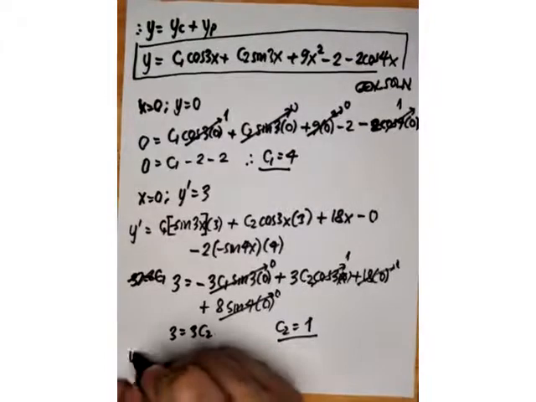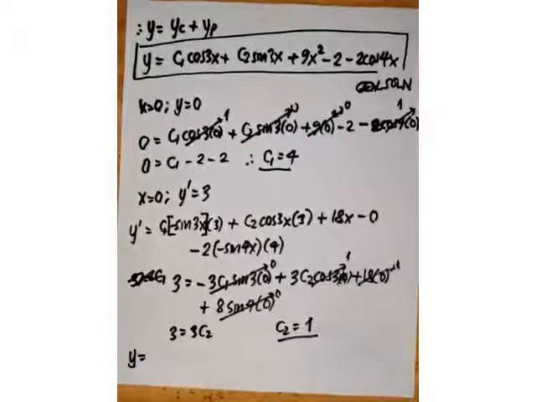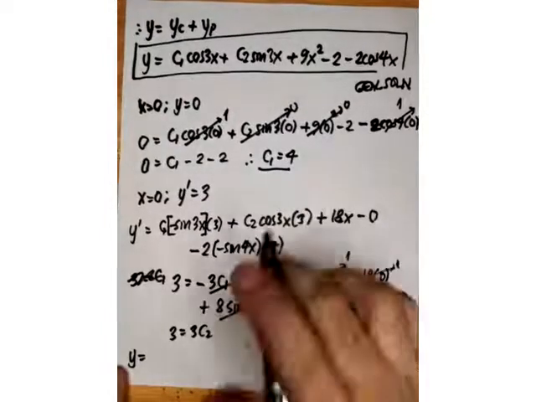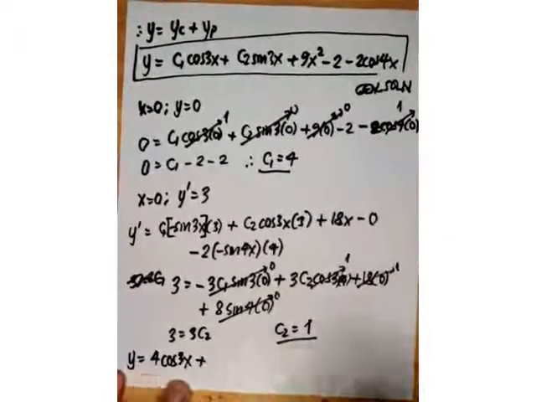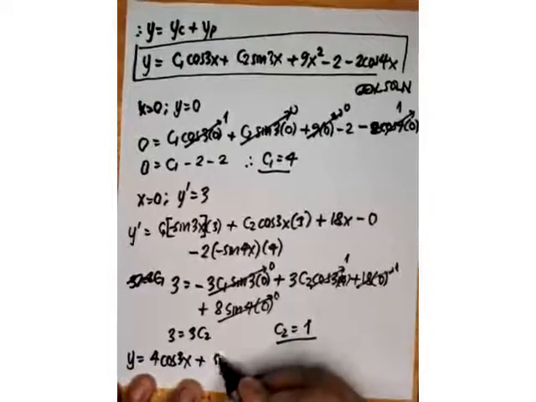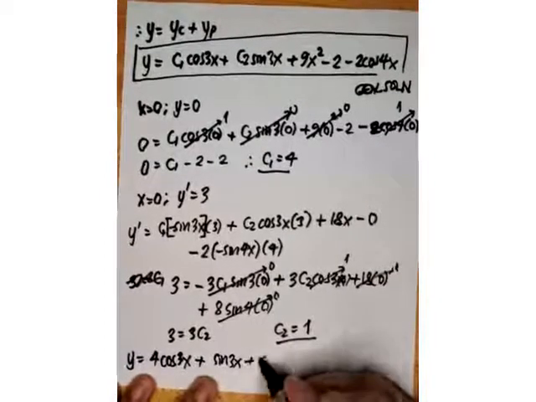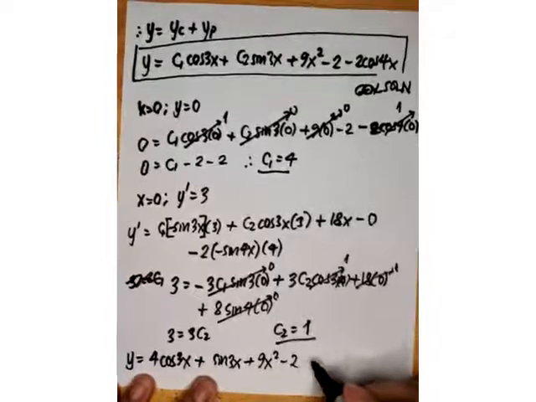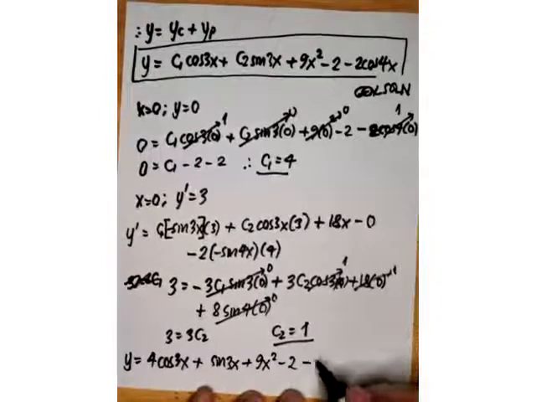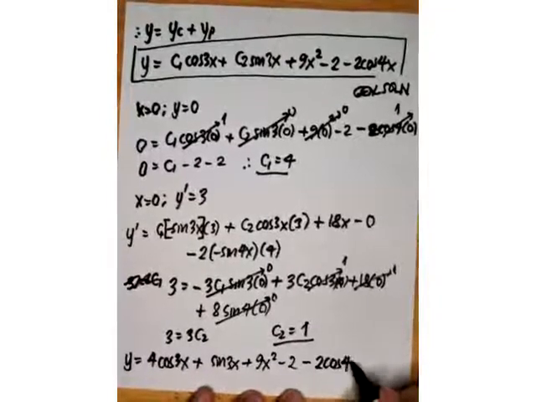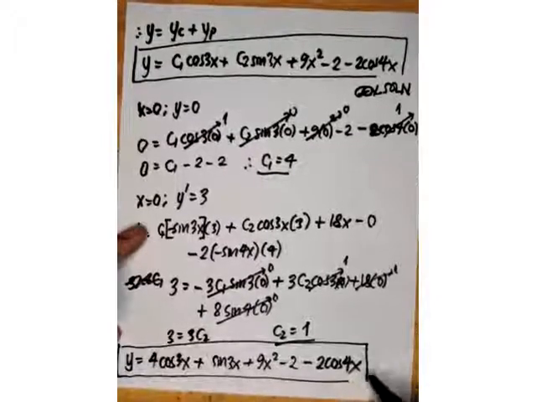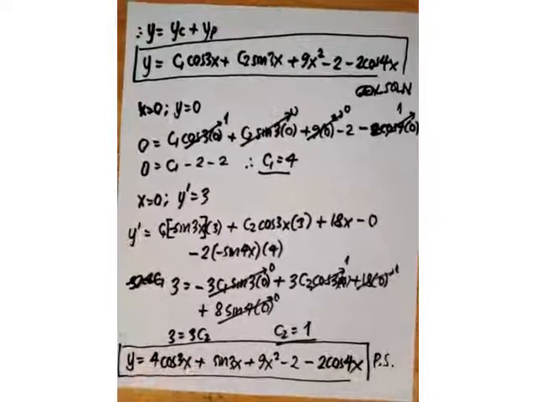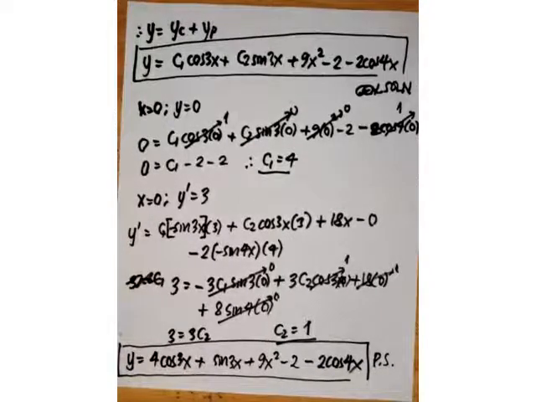Ayan. So therefore, particular solution natin ay C1. Okay, C1 is 4. So 4 cosine 3x plus sine 3x plus 9x squared minus 2 minus 2 cosine 4x is our particular solution. Ayan.